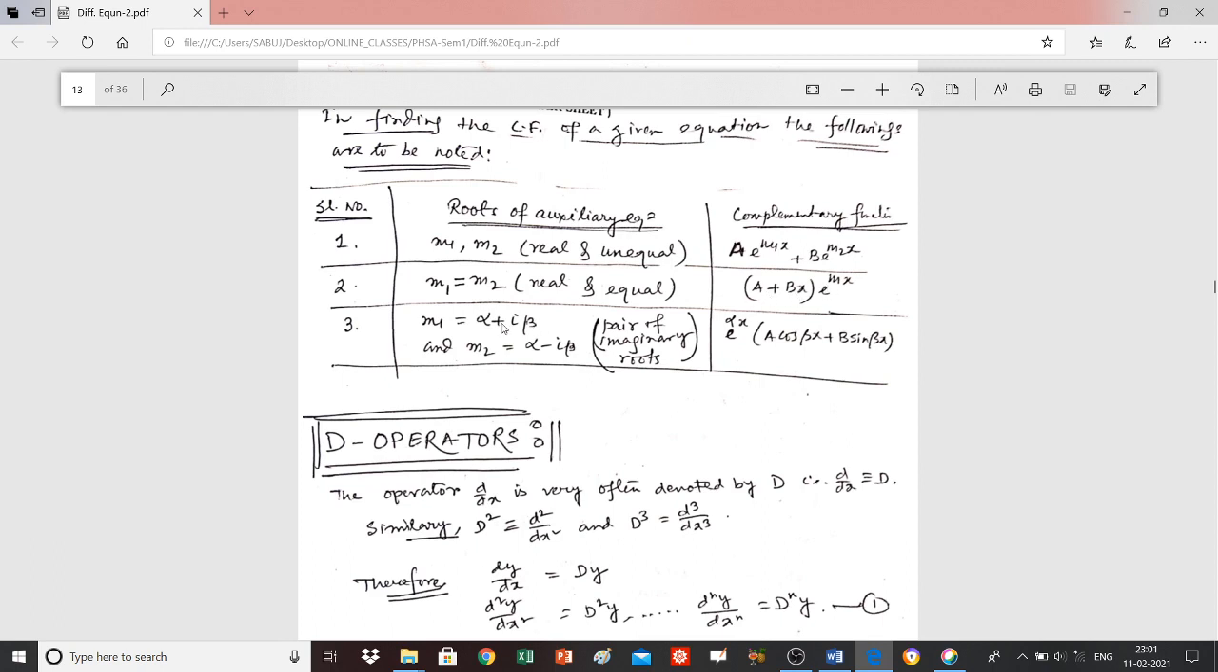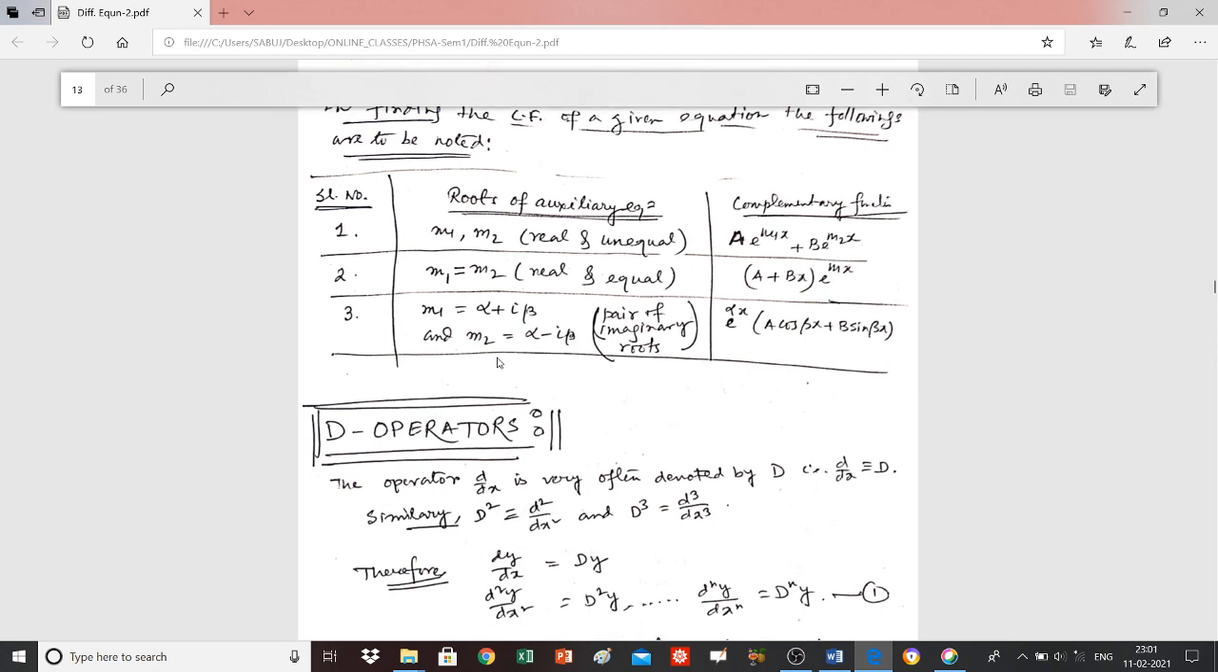If, however, the auxiliary equation consists of a pair of imaginary roots in the form m1 equal to alpha plus i beta and m2 equal to alpha minus i beta, that is m equal to alpha plus minus i beta, then the complementary function will be e to the power alpha x, the real part, times a cos beta x plus b sin beta x, where beta comes from the imaginary part. This is the form of the complementary function when the values of m1 and m2 are alpha plus minus i beta.